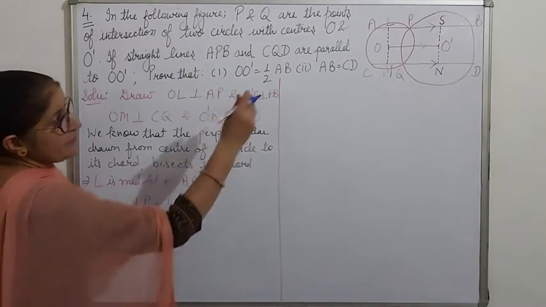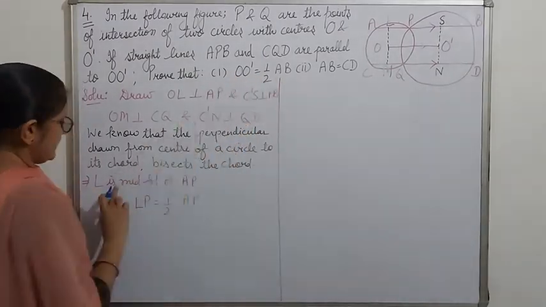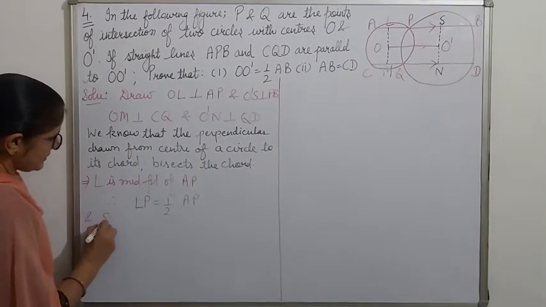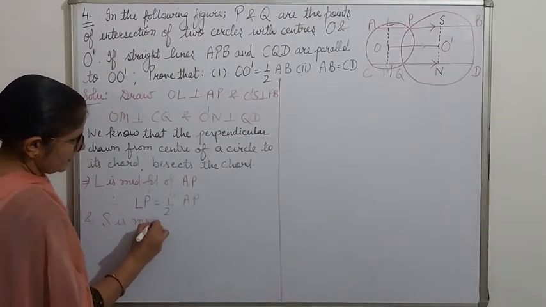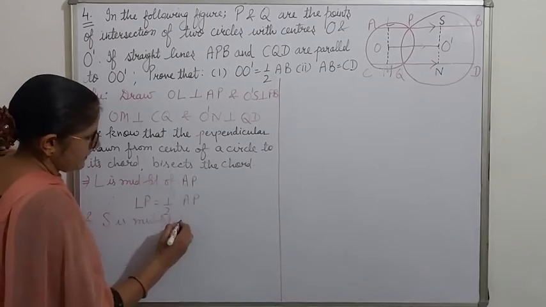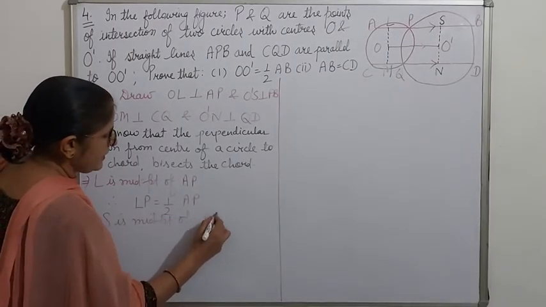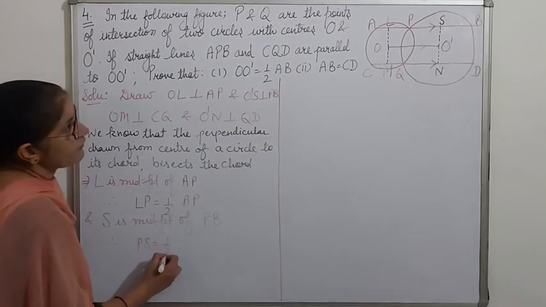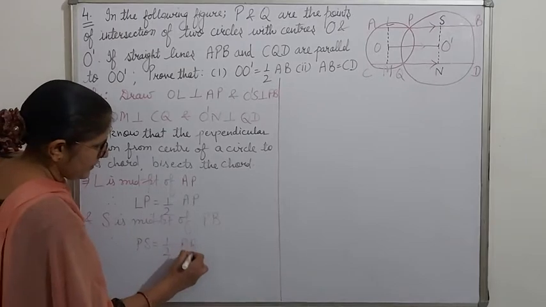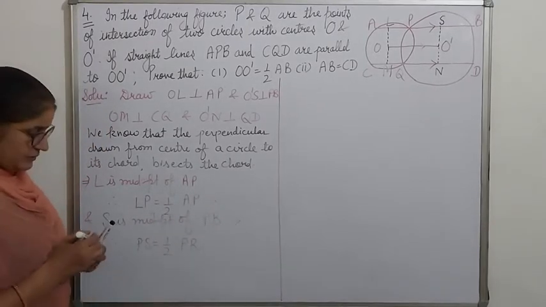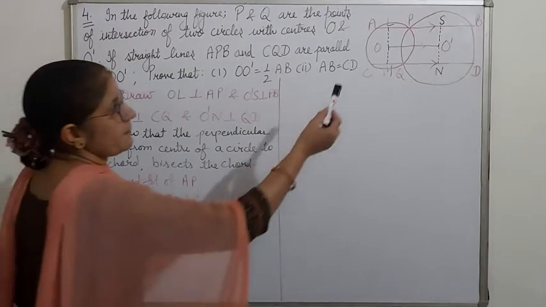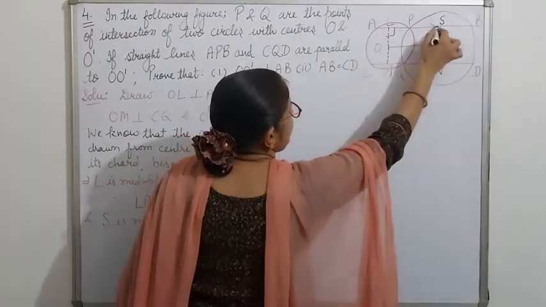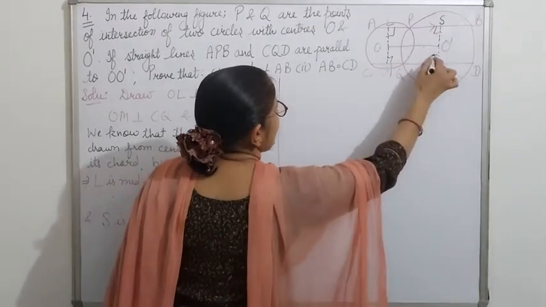Okay. Similarly, when we go to that side, the same thing: S is the midpoint of PB, so PS will be half of PB. These two results we get. If you see here, this is 90, this is also 90. Perpendiculars, no?